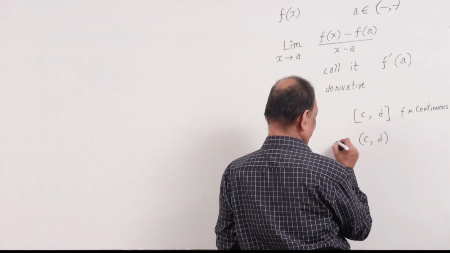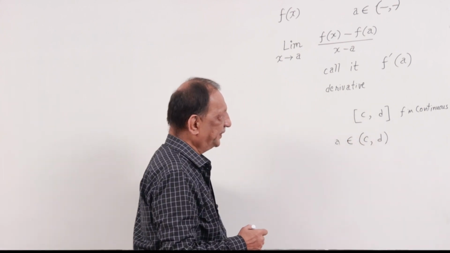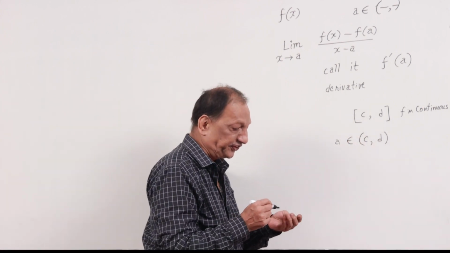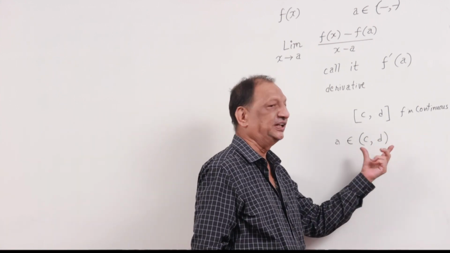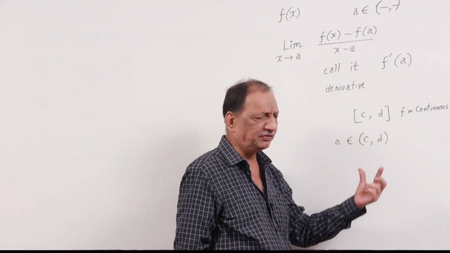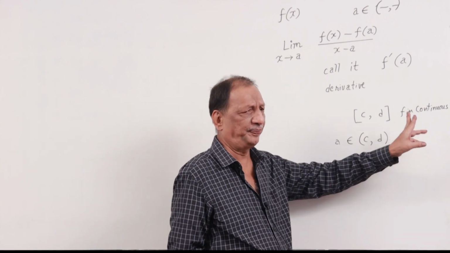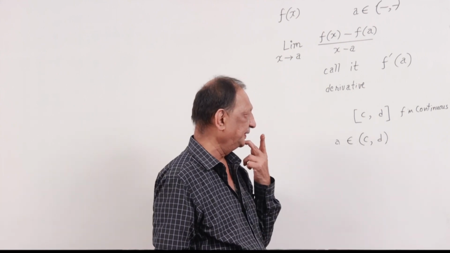I take any point a belonging to this open interval (c, d). If it is continuous, if it is differentiable at any point in between, we say f is differentiable in this open interval. That is the definition. And obviously this open interval must be a part of the domain of the function f, because that's where it must be defined, right? So it must be defined.